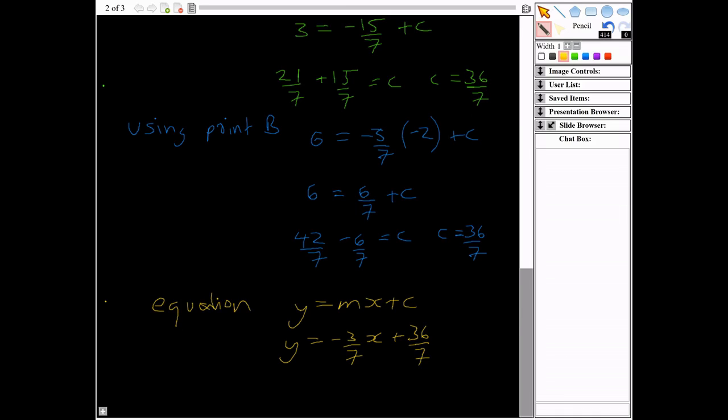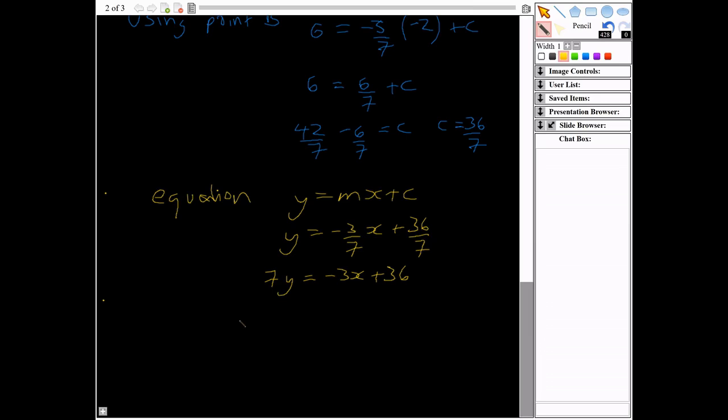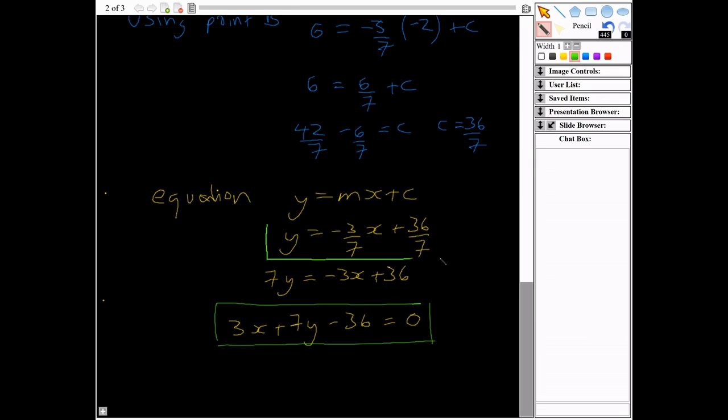Sometimes it asks you for the form y equals mx plus c, or it might ask you in the form ax plus by plus c is equal to 0. So if I was to do that form, I would multiply through by 7. So I'd say 7y is equal to -3x plus 36. And then I would put everything on the same side, make everything positive. So I'd have 3x plus 7y minus 36 equals 0. So I could give my equation answer in that form, or in the other form, depending on what the question asked for.